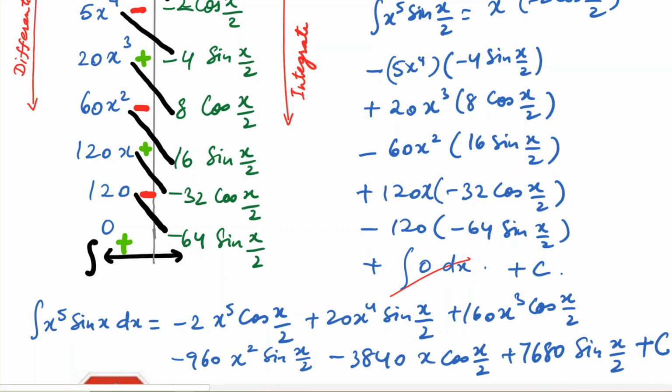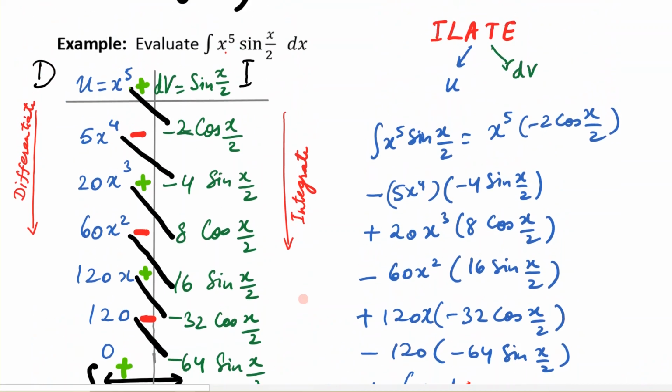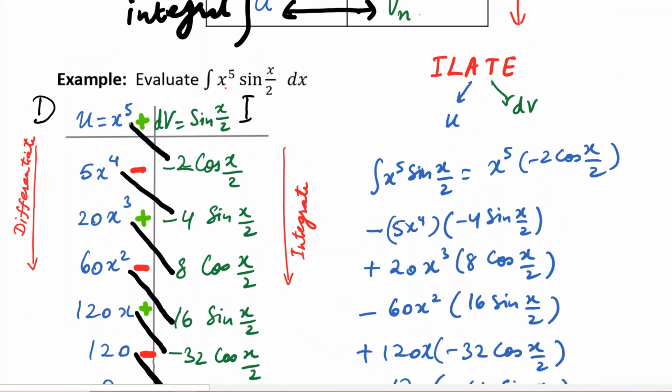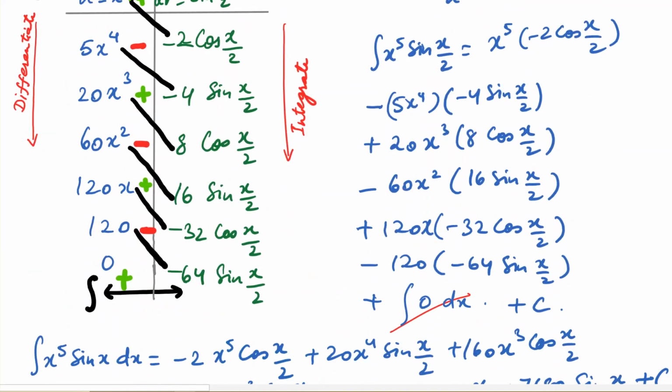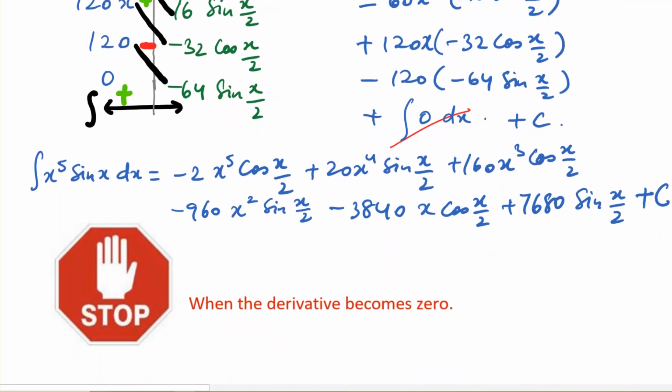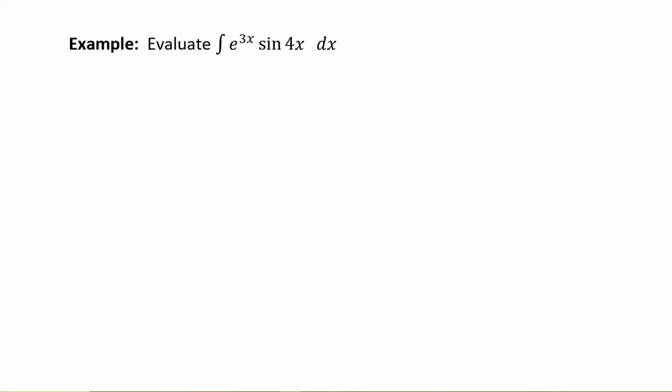So we use the table method here, but if we use our original method of integration by parts, we have to repeat the process so many times. But the table method definitely saves us time, and it helps us to solve the multi-step integrals in no time. So from this example, we learned that we need to stop in the table when the derivative becomes 0. Let's take a look at this example.